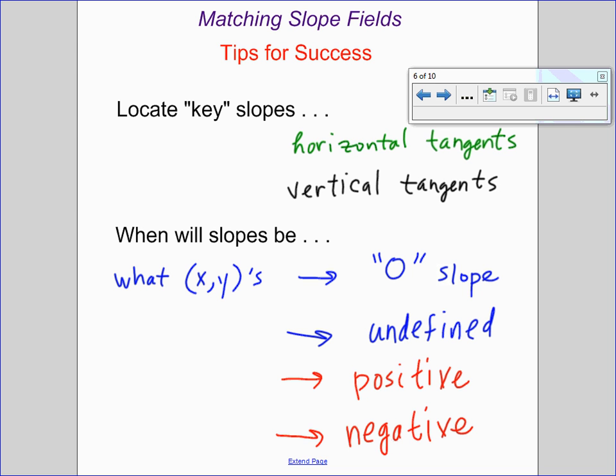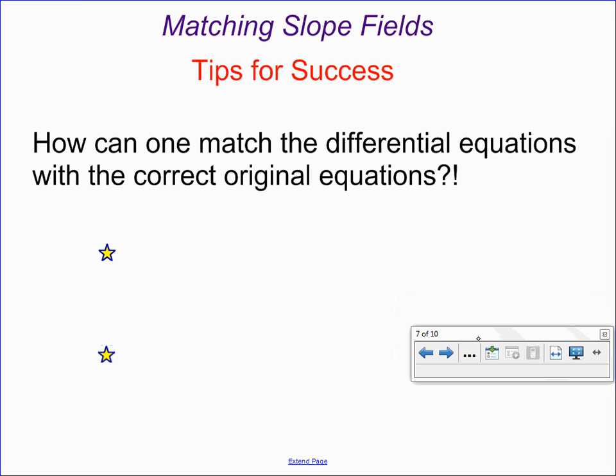So what ordered pairs x comma y would result in zero slopes, undefined slopes, positive slopes versus negative slopes? That can be a good way to narrow down the options. How can one match the differential equations with the correct original equation?